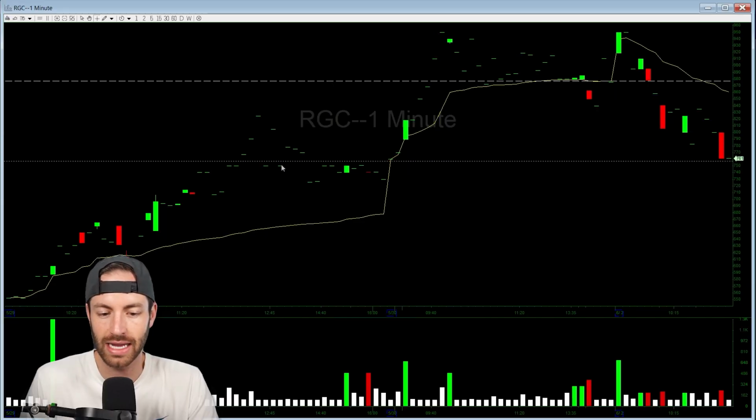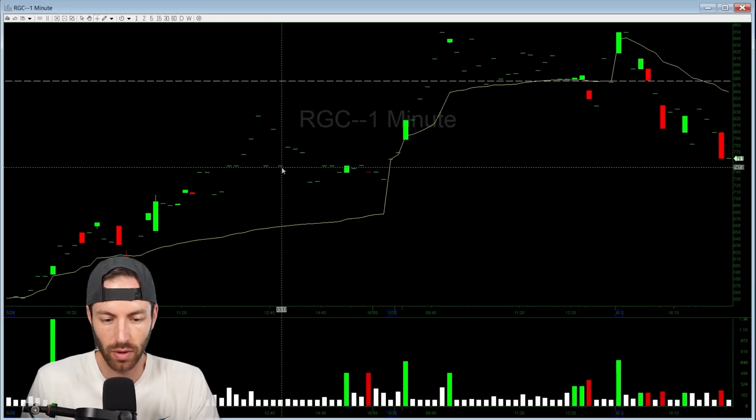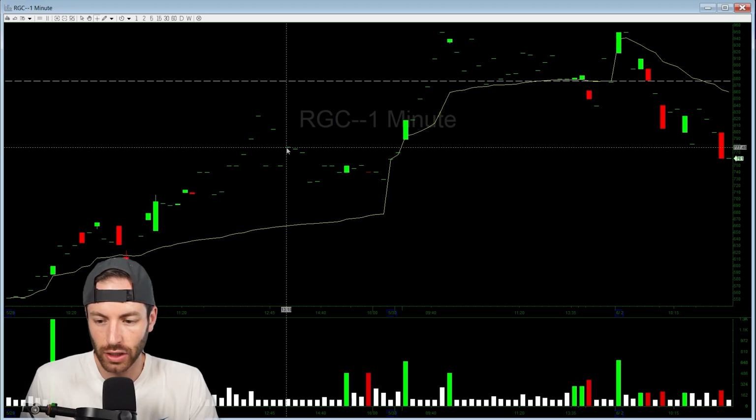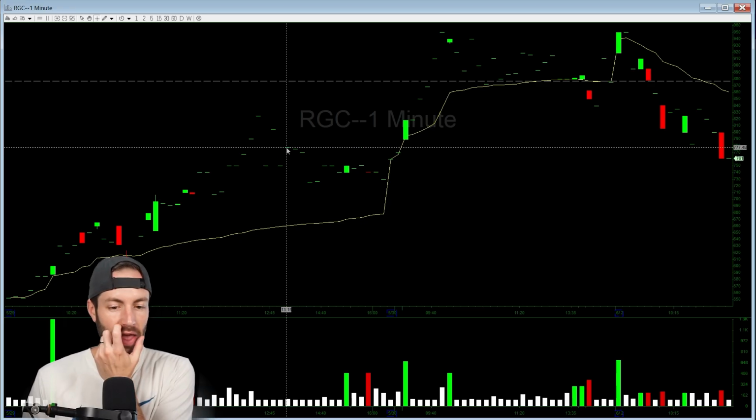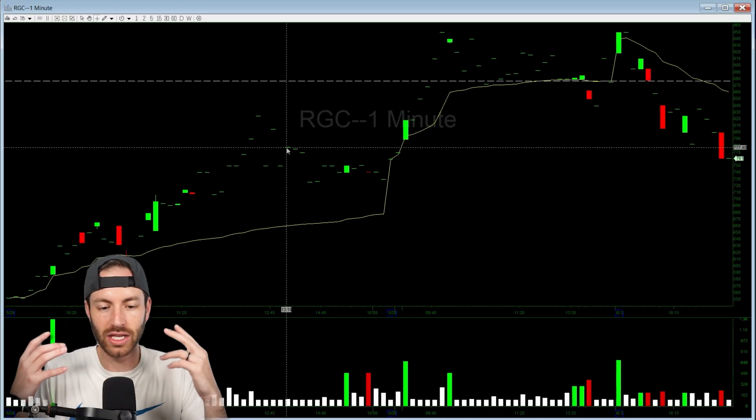And every little tick here is a transaction. So, I mean, gosh, this went off at what, 750? This went off at 777. It's like the spread, the liquidity, it is awful.